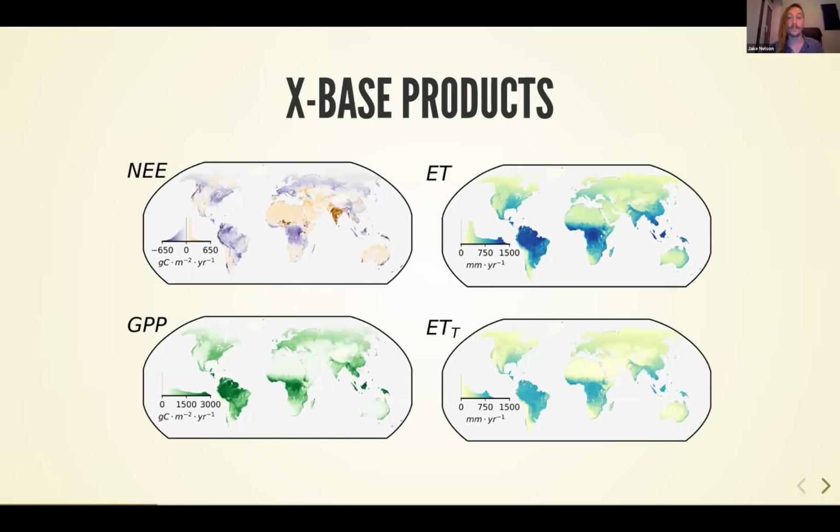So we have these new X-based products. Fluxcom X is the new framework that we're using to test things, and X-base is kind of the baseline products. We have NEE, GPP, evapotranspiration, as well as a new transpiration product based on the ET partitioning from the flux towers. All of these are available as aggregated NetCDFs from the Carbon portal, as well as the full high-resolution Zarr, where you can subset your area of interest and access these.